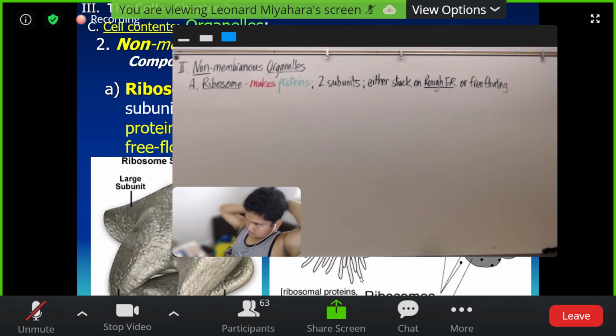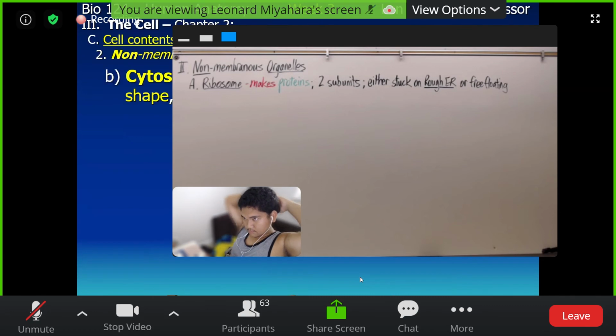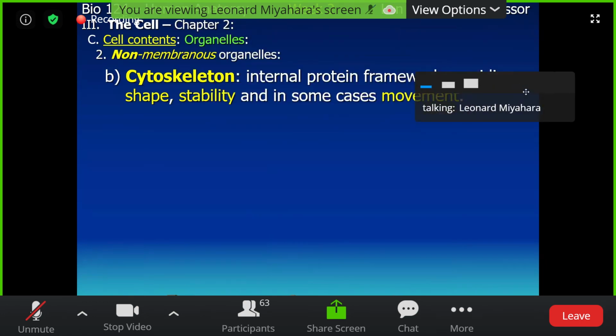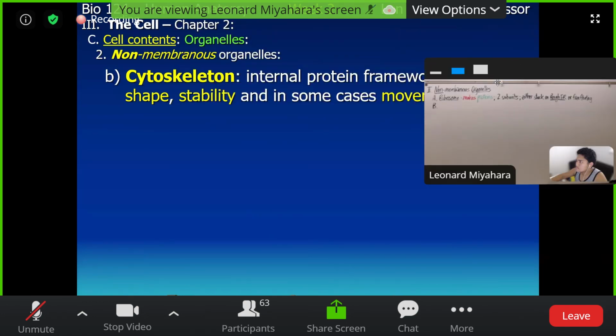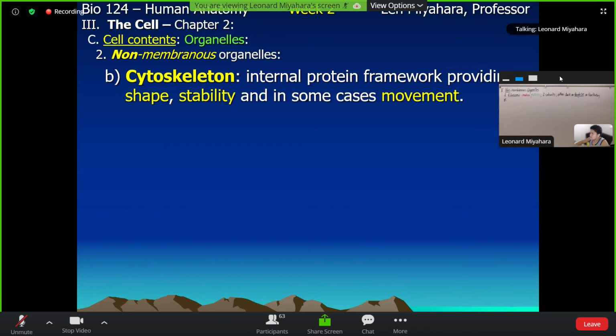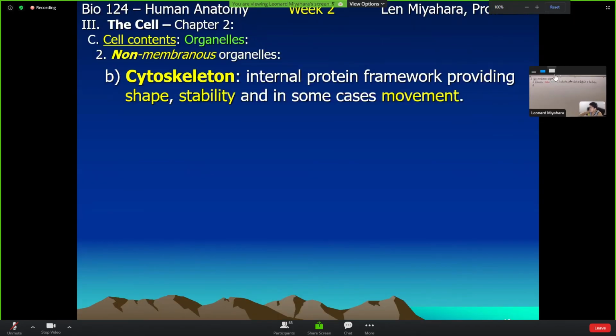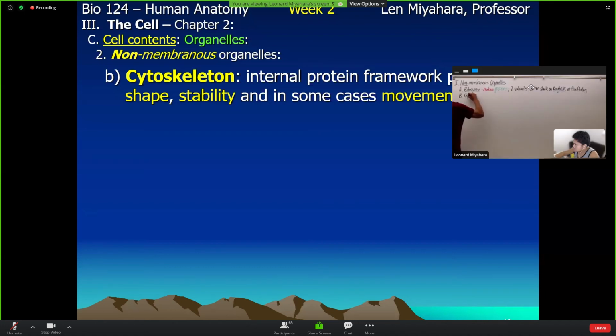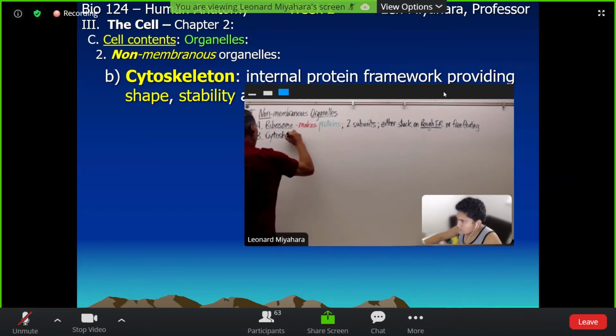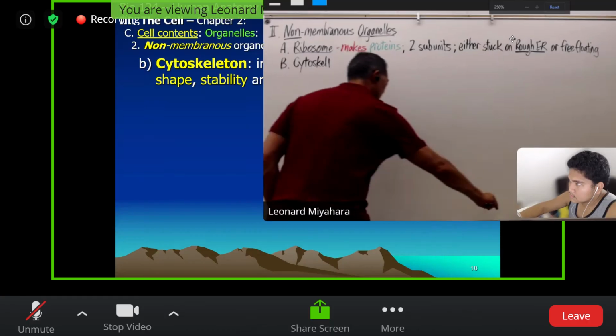Then we have cytoskeleton filaments. This was actually listed on the fluid mosaic model of plasma membranes. Let's see, 1, 2, 3. This was number 4. These are just protein filaments.